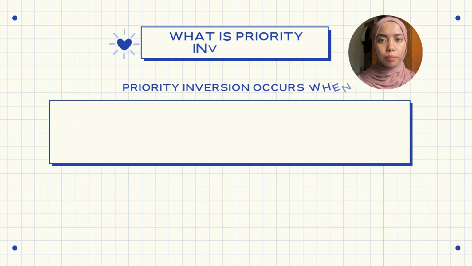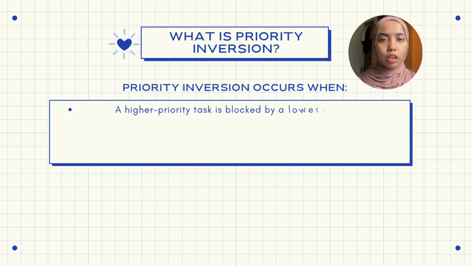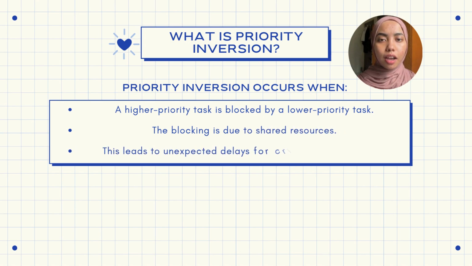Now, let's talk about a specific scheduling issue called priority inversion. Priority inversion happens when a higher priority task is blocked, not by another high priority task, but by a lower priority task. The cause is usually a shared resource. The lower priority task locks it, and the high priority task ends up waiting. What's worse is that the delay becomes longer if a medium priority task runs in between, causing unexpected performance issues.